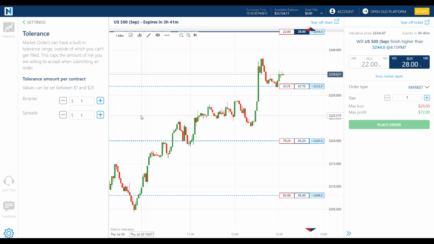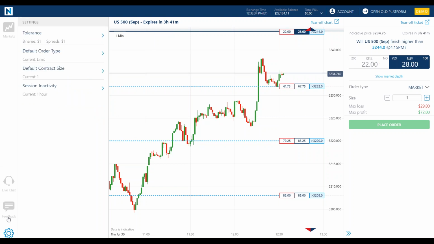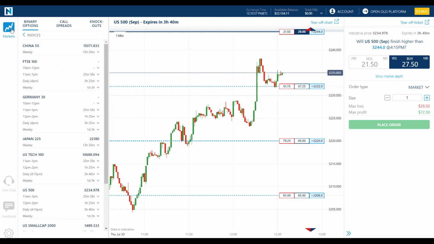So it is important, if you're using market orders, to know what your tolerance levels are, which is in your settings section. I also want to point out that there's a live chat if you wanted to contact us. We're trying to make it easy for you to reach out to us. And I also would like to point out this feedback button. Please type in feedback. Every piece of feedback is seen by us. Just because I was over here, I wanted to mention it.